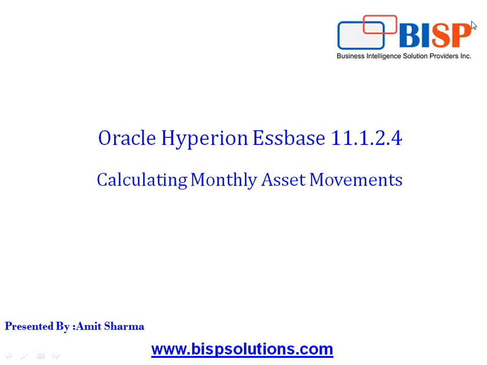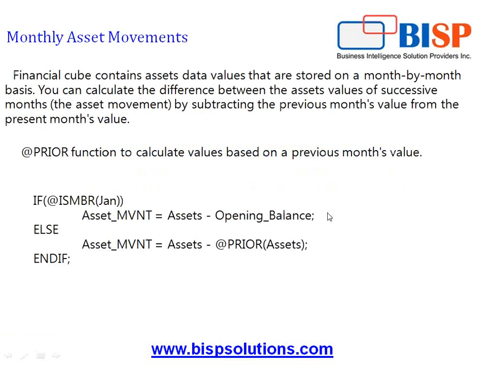In today's example, I am going to show you a simple case of calculating monthly cash movement or monthly asset movement. It's a fairly simple example where I'm going to calculate my cash or any of the asset. If it is the month of January, my asset minus opening balance. If it is other than January, the cash movement would be asset minus previous month of asset. Basically, you're trying to find the difference between current month asset and previous month asset. That is called your cash movement.